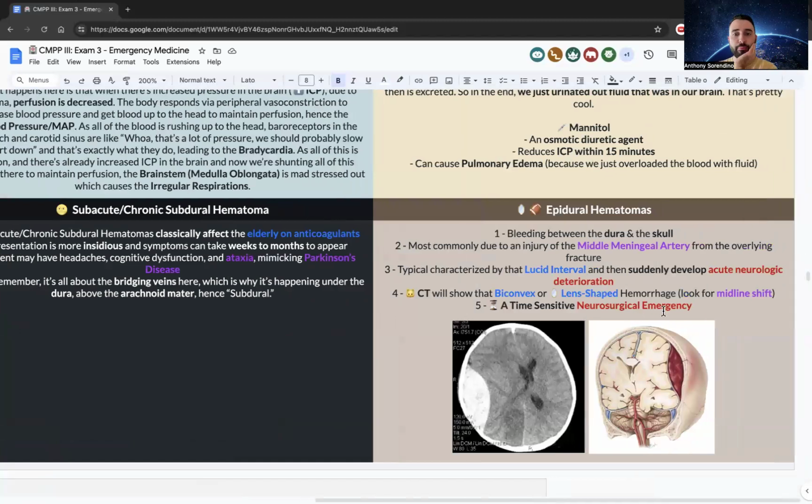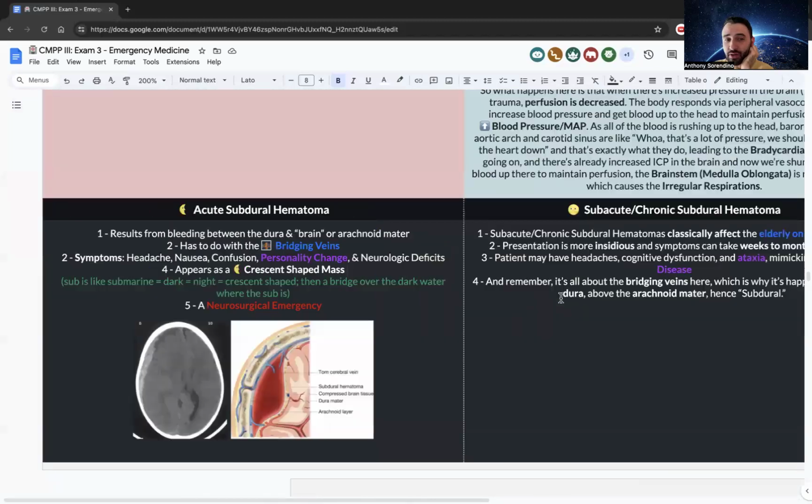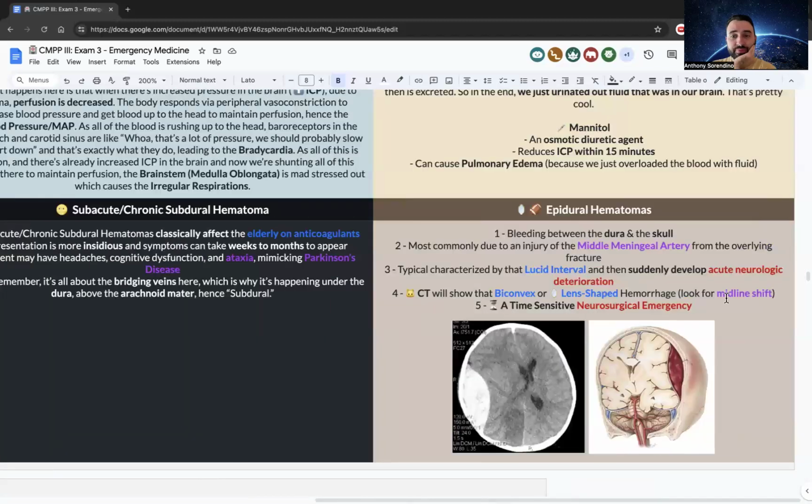All right, the epidural hematoma. I think you see this more with trauma, pretty sure, right? It's going to be an injury to the middle meningeal artery, yeah, from an overlying fracture. So you can see this more with trauma. The middle meningeal artery is going to be the one that gets affected there.